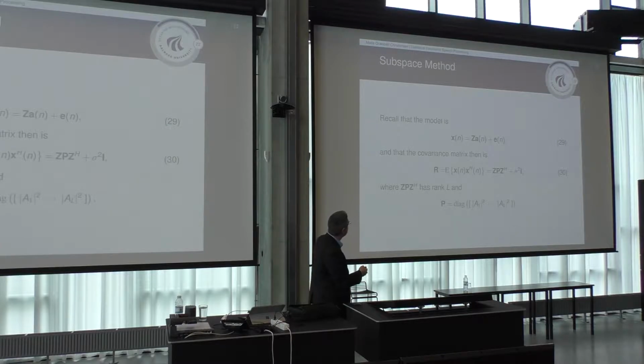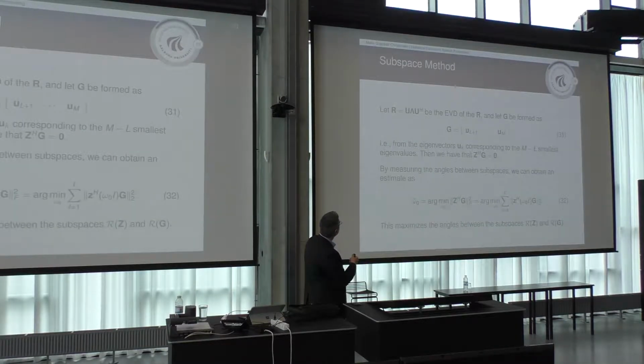Okay, but we can do this in other ways. If you recall that the model looked like this up here, and the covariance matrix we could express like this, under the conditions mentioned before, then this had rank L, and P contained the power of the sinusoids. Then if you compute the eigenvalue decomposition of R, you take the eigenvectors corresponding to the M minus L smallest eigenvalues, and you stuff them in this G matrix here. Then you can show that this set matrix should be orthogonal to the G matrix.